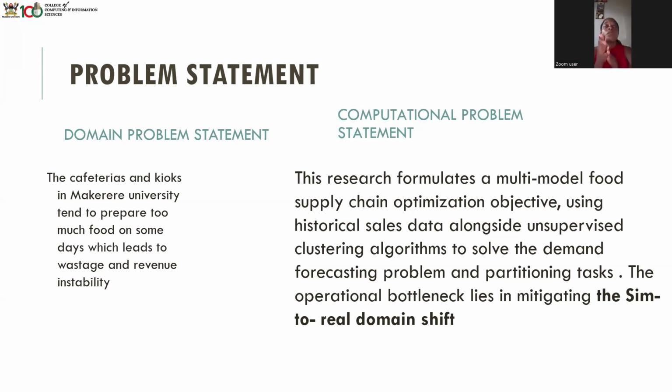This came up as a result of using synthetic data sets because we were unable to get real data from the cafeterias and kiosks, because most of the food vendors don't really record their data, and some of them record, but the data was not enough for us to use for our models. So we synthetically generated data sets, and that caused the sim to real domain shift that we are trying to solve as we are coming up with our system.